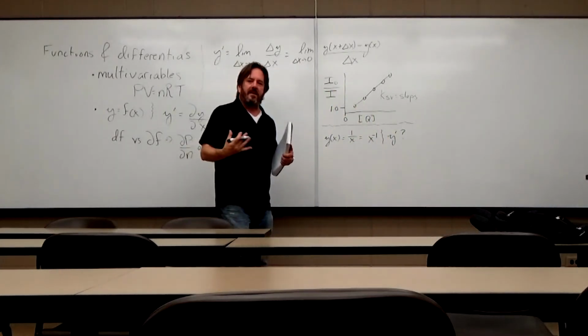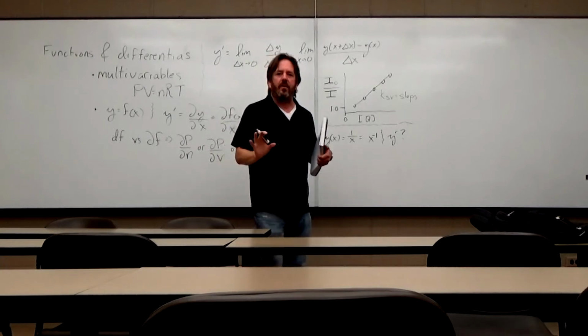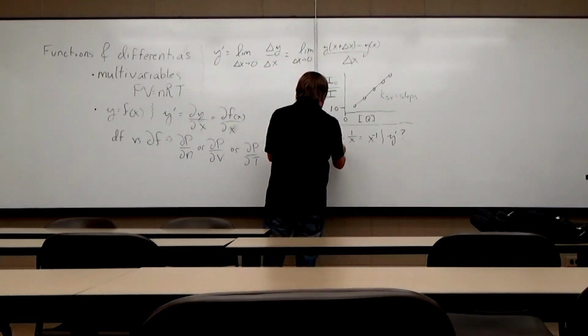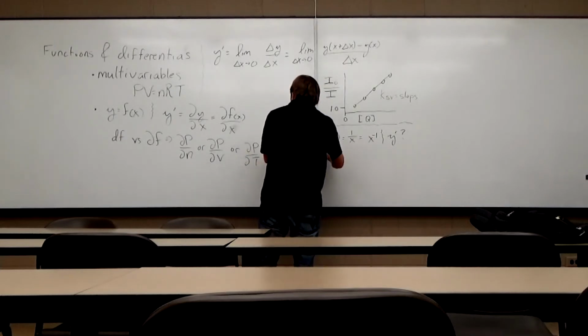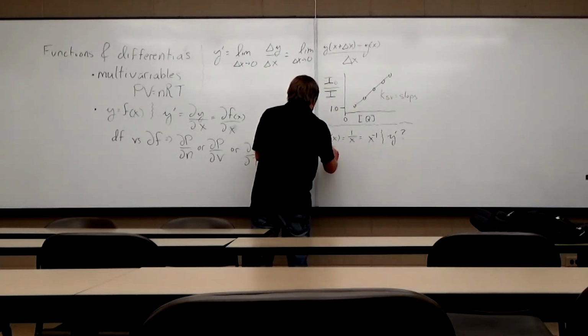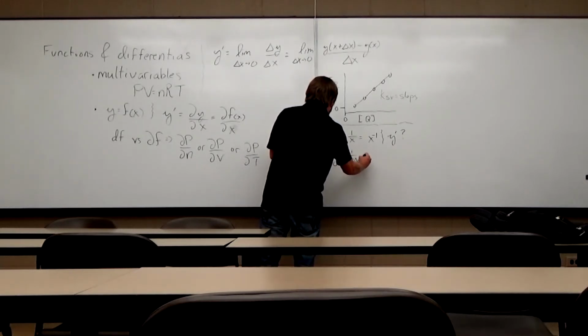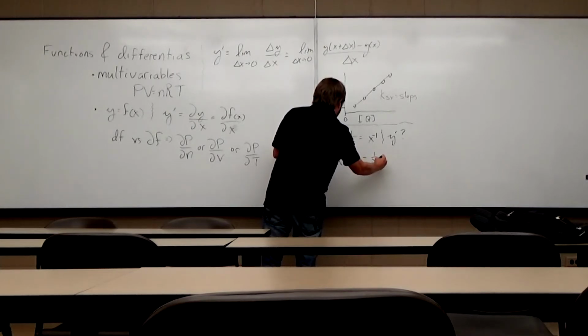So the book does this. The book does sine or cosine as well. I thought that was nice. But I'm just going to do one of these because I don't want to spend a lot of time on it. So what am I doing? I am doing the limit as delta x goes to 0 of 1 over x plus delta x minus 1 over x, over delta x.